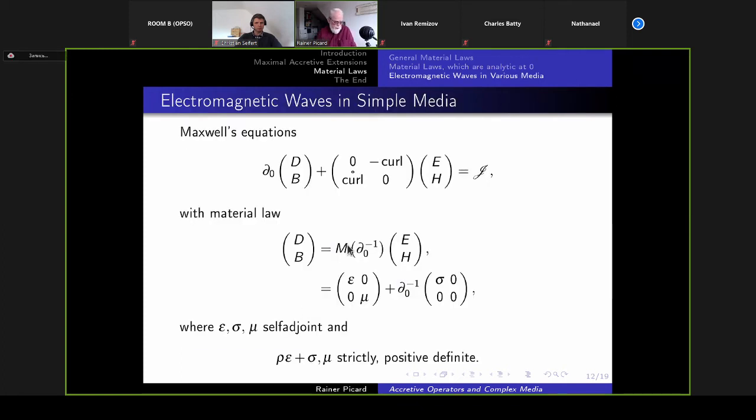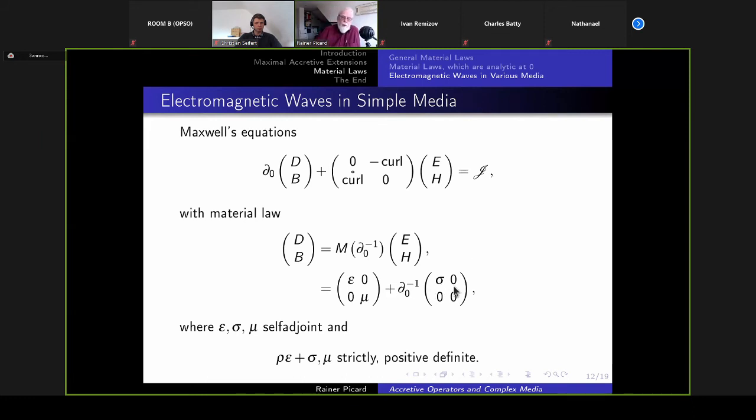Okay, so now for the last minute or two, I'll just want to show you the application of this in a concrete context. Look at electromagnetic waves in simple media. So here are the Maxwell equations, written in the usual block structure. Here's E and H, D and B, displacement current and magnetic induction. And what I call material law is the connection between D, B and E, H. And here in this particular instance, classically, that is this block diagonal matrix with epsilon and mu in the diagonal.